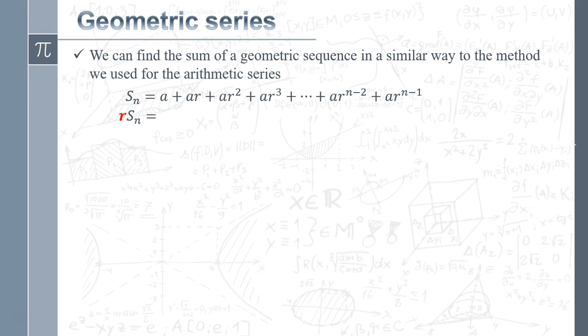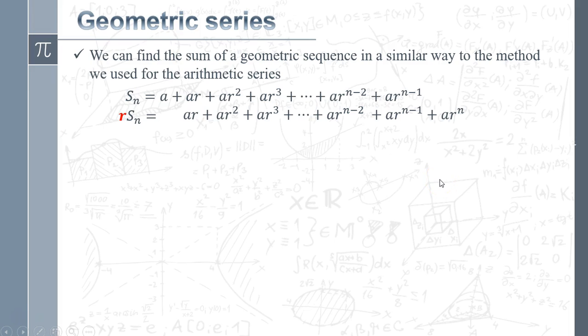And on the right-hand side, each term is going to be multiplied by r. So my first term, a times r, is here, and I've deliberately shifted it along. You can probably see the reason why: I'm lining up terms that are the same. And what that means is my last term, ar to the n minus 1, times r, gives me ar to the n.